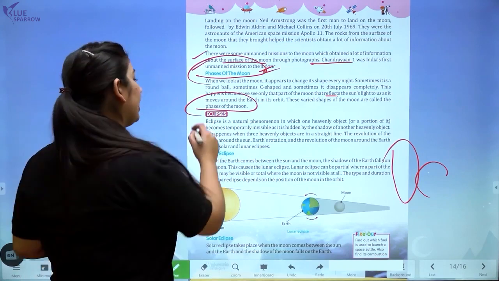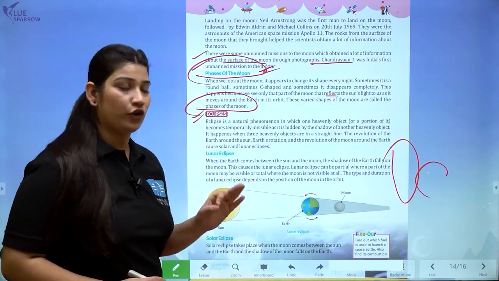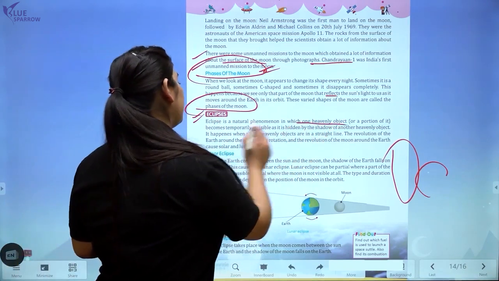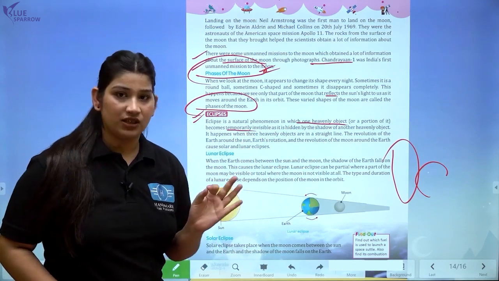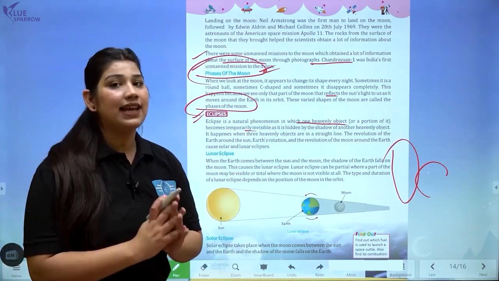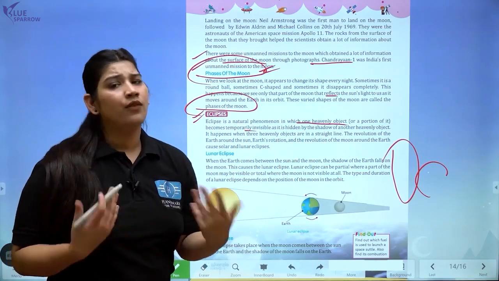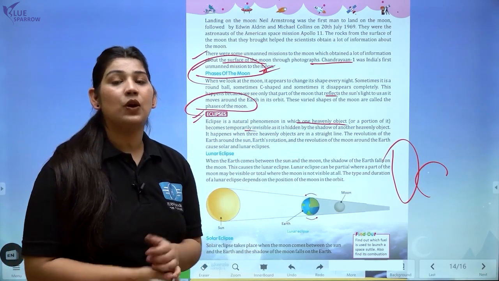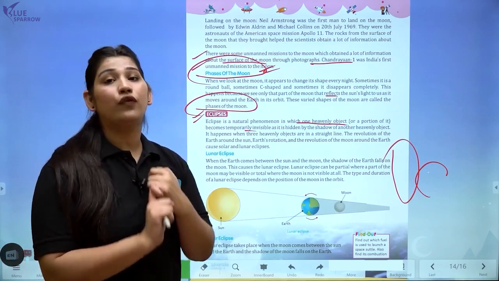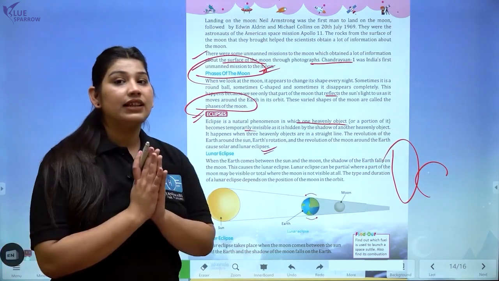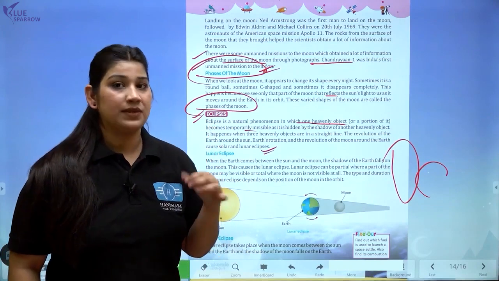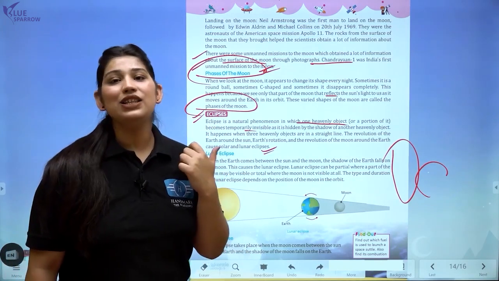Next comes eclipse. Eclipse is a natural phenomenon in which one heavenly body becomes temporarily invisible or hidden. It happens when three heavenly bodies come in a straight line. Why does this happen? This happens because of the rotation and revolution of the Earth around the Sun. This causes two types of eclipse. They are lunar and solar.